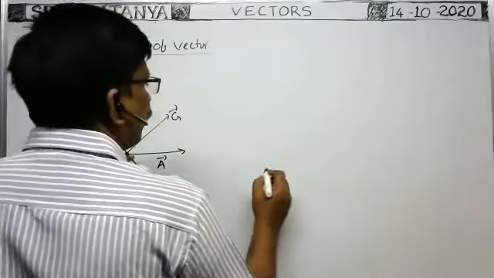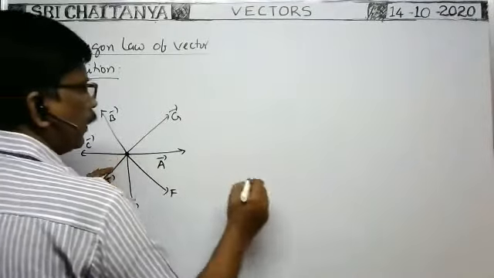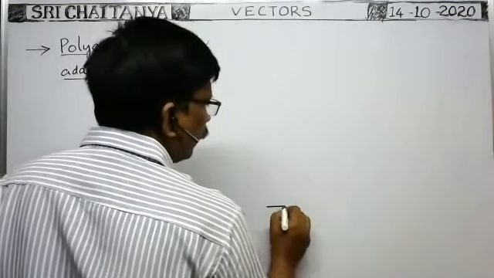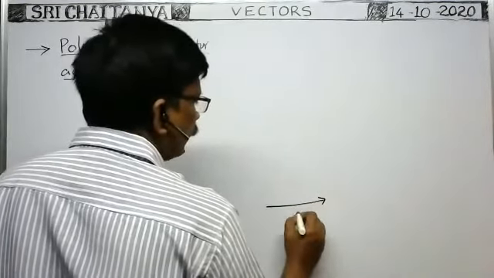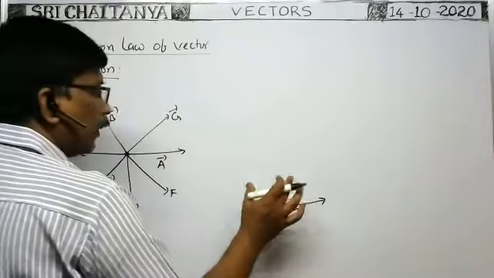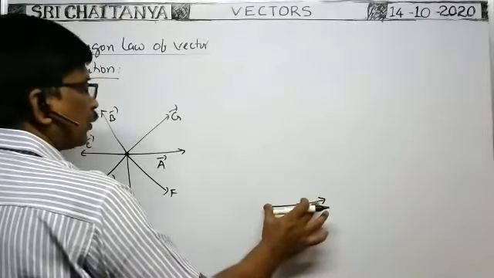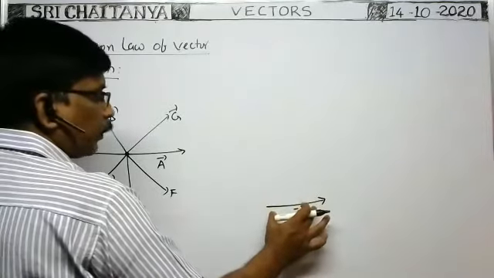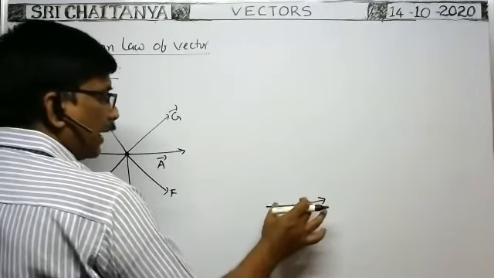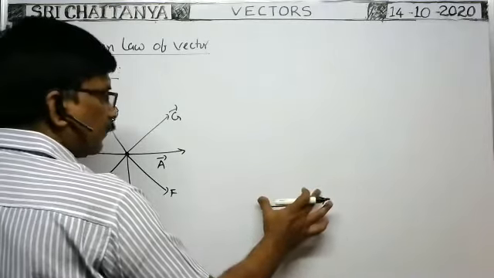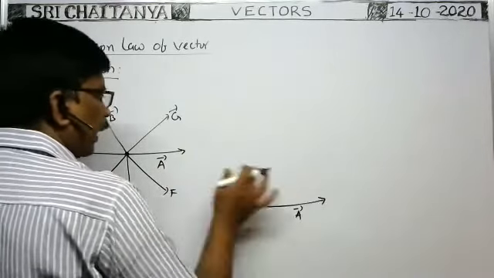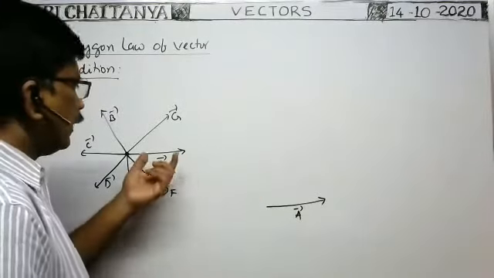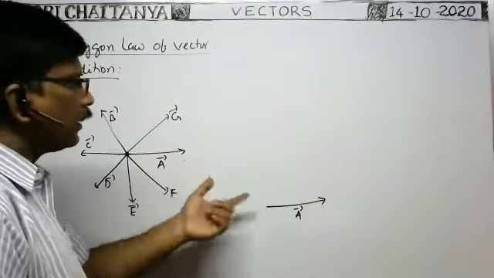First, I will take the first vector, A bar. I will represent the first vector A bar as the side of a polygon. This is one side of a polygon. A bar is represented both in magnitude and direction by one side of the polygon, which means the length of the side is equal to the magnitude and the direction is parallel to the vector. Then we can say this side of the polygon represents A bar both in magnitude and direction.